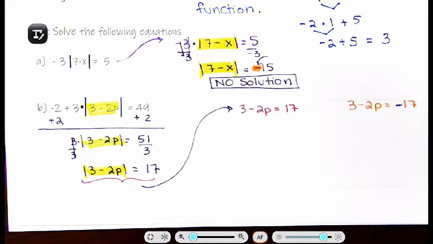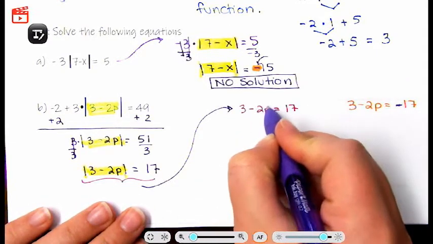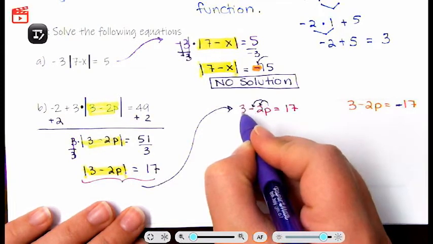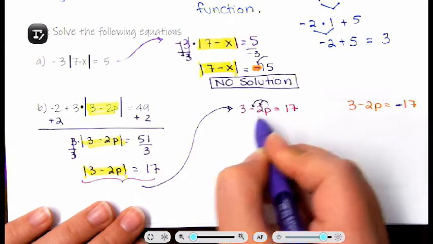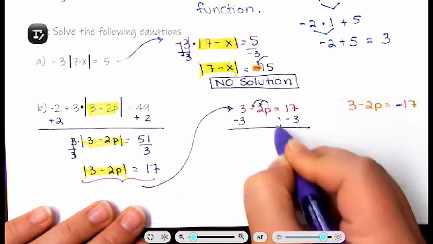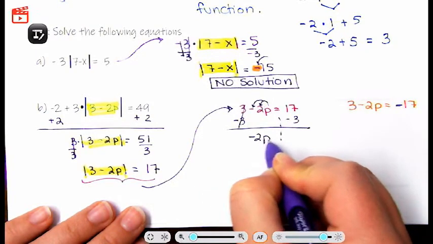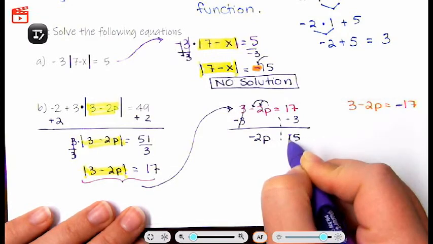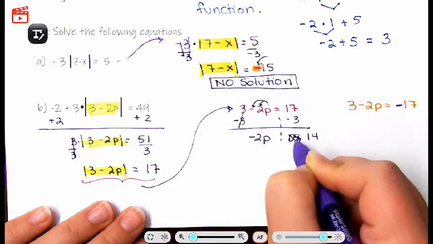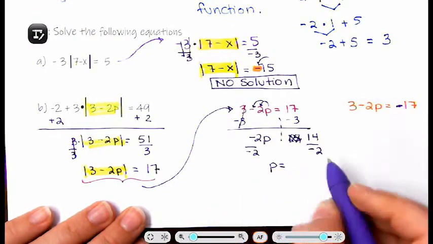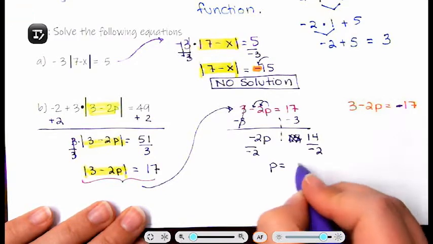Let's go ahead and do that. This 2p is attached to a negative. So this negative does not belong to 3. This negative belongs to 2p. So this 3 is on its own. I'm going to subtract 3 from both sides. If you'd like, do dotted lines to keep track. I have negative 2p is equal to 17 minus 3, that is 14, excuse me, 14. And we're going to divide by negative 2. P is then potentially equal to 14 divided by negative 2, which is negative 7.